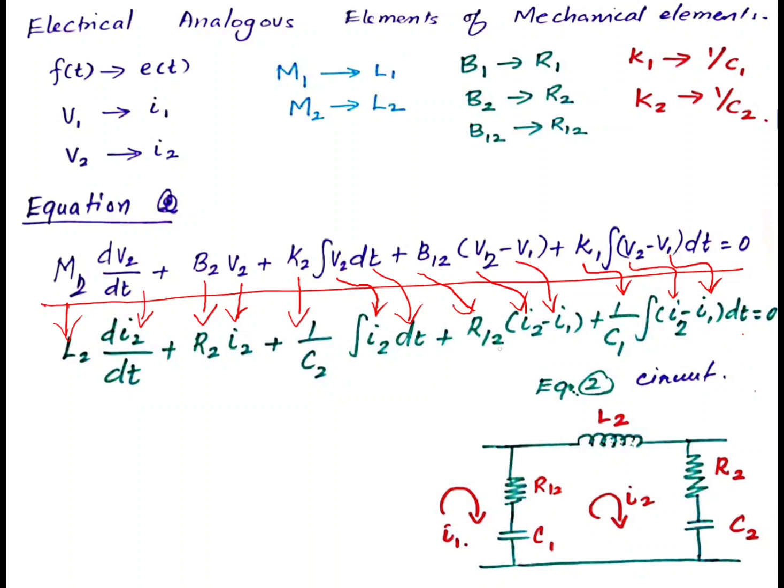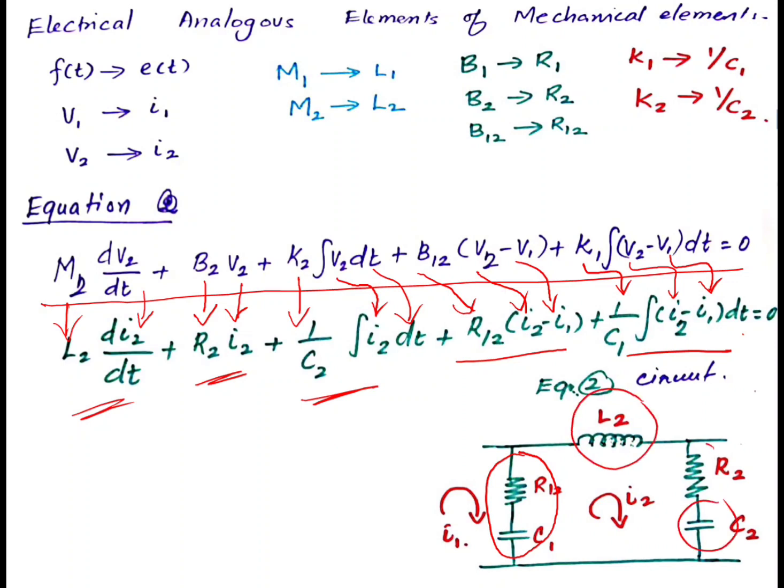Here two elements are common, one is R12 and 1 by C1. So R12 and C1, these two are common to loop 1 and loop 2, and in addition to that we have a capacitor, resistor and inductor, that is L2, R2 and C2. Simply you have written the second loop, and the output is taken here across the resistor and capacitor. So this is the equivalent circuit of the second equation.